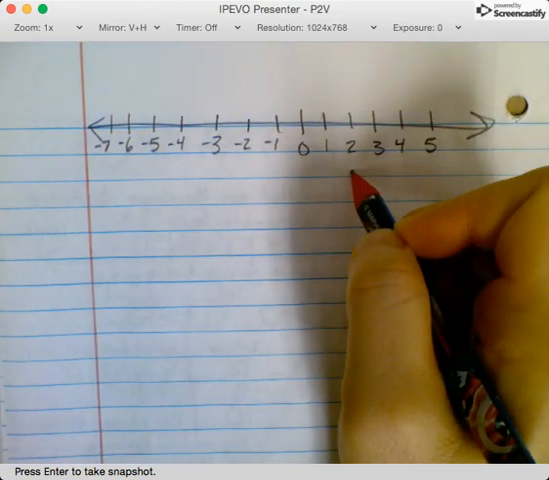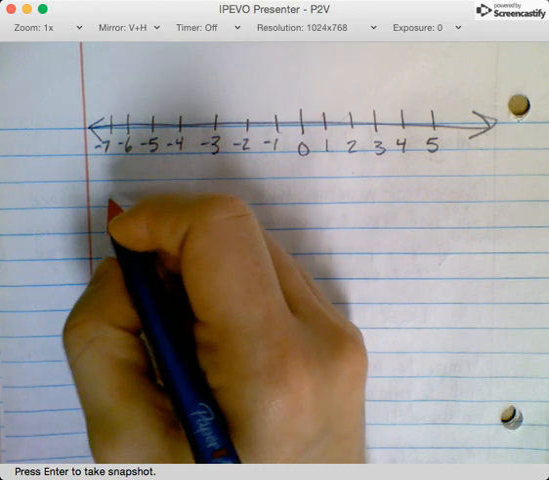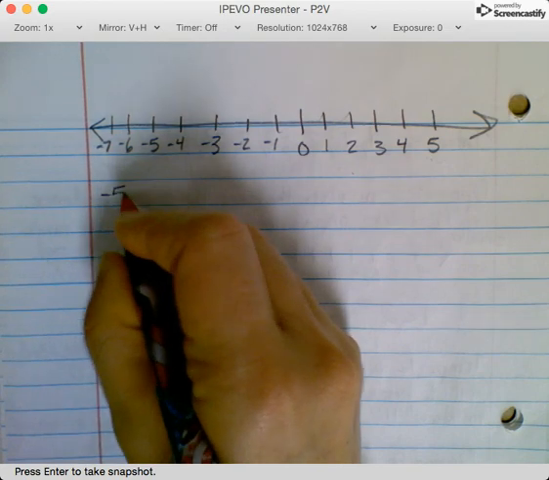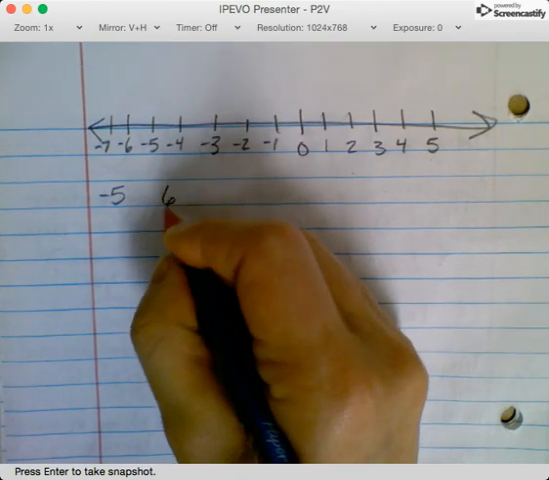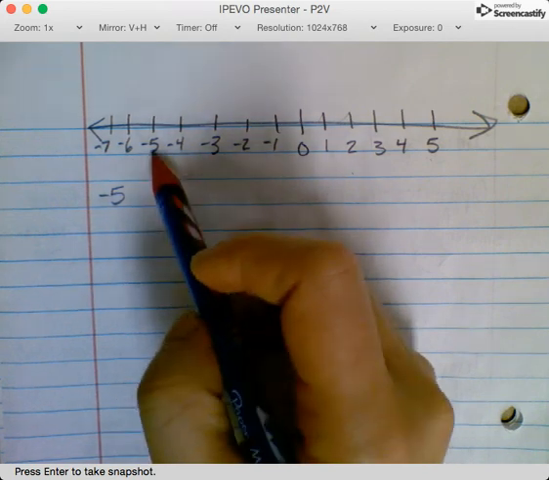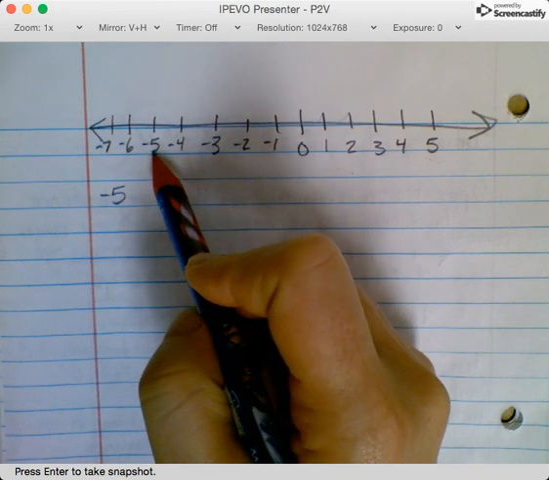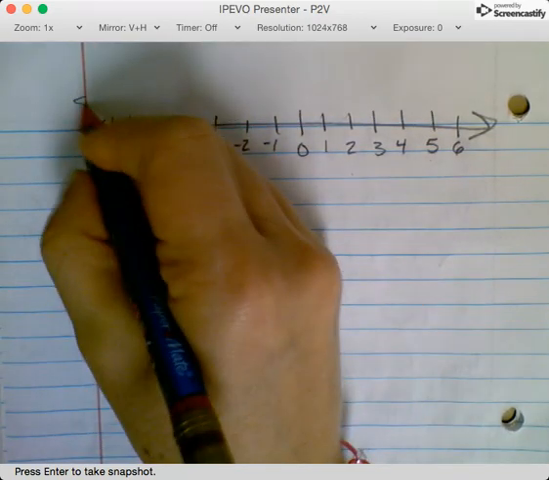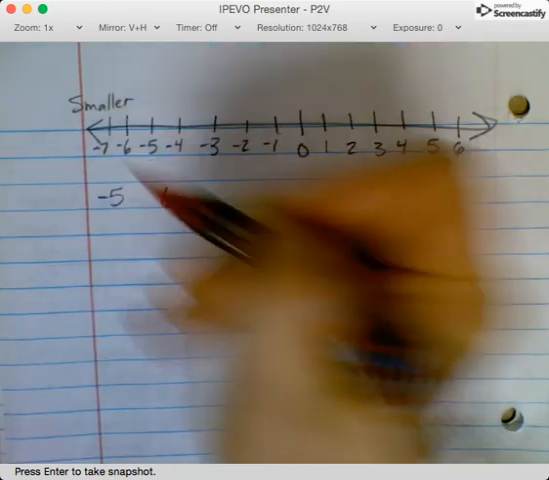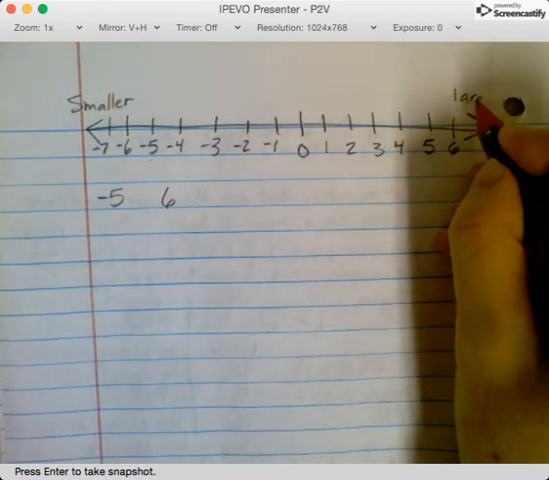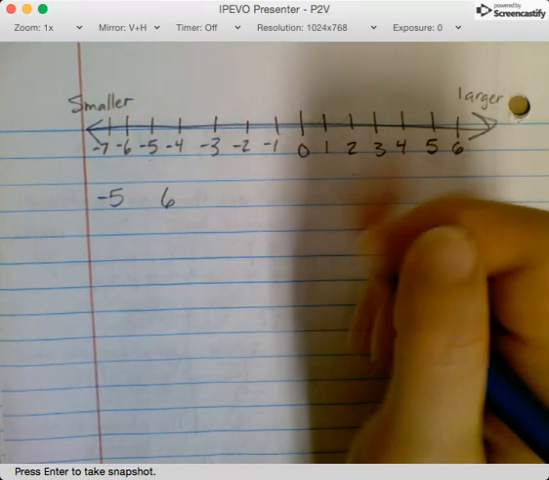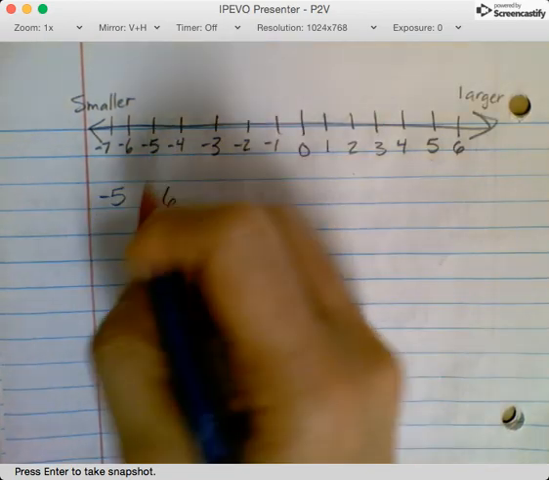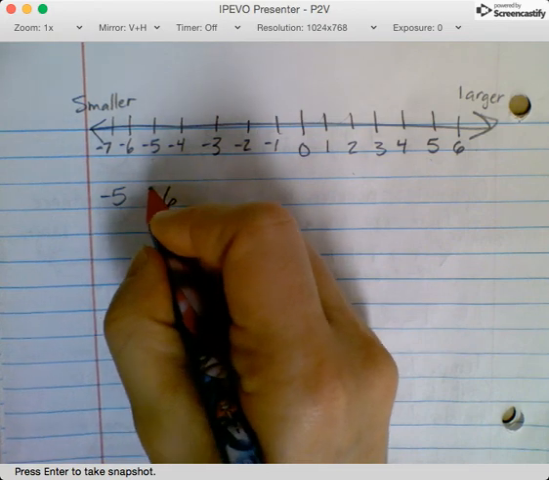If I wanted to compare whole numbers, for instance, I want to compare -5 and 6. If I look at my number line, -5 is further to the left, so it would be smaller or less. And positive 6 is to the right, and so it would be greater. And remember the signs.